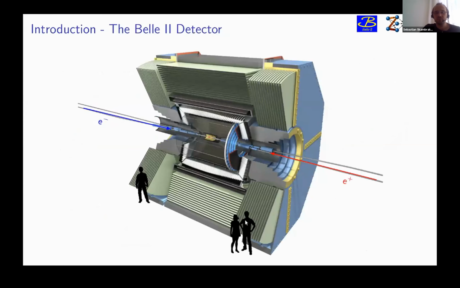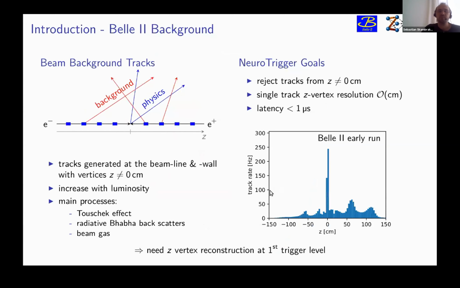So this is how Belle 2 looks, surrounding the collision point here. The third detector and the main tracking device is the central drift chamber, which consists of 56 layers of sense wires, which are closely parallel to the beam line. And with this track trigger at the first trigger level, we would like to suppress background tracks. All tracks not pointing to the collision point where the physics is expected are background, and we would like to identify them at the trigger level to suppress them before recording.